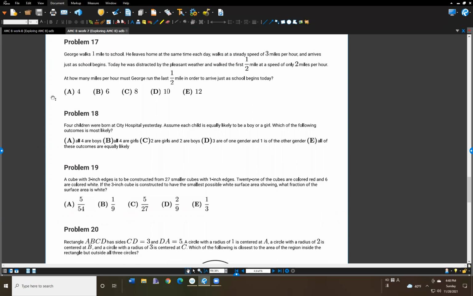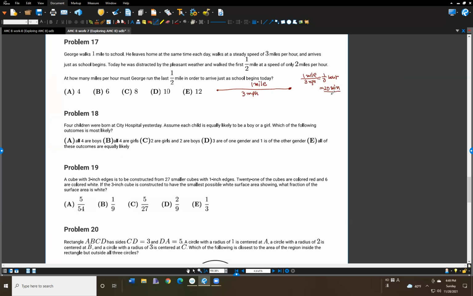George walks 1 mile to school. The distance from house to school is 1 mile. When he walks at 3 miles per hour, distance divided by speed gives us time, right? Distance 1 mile divided by 3 miles per hour is 1/3 hour. 1 hour is 60 minutes, times 60 is 20 minutes. From house to school, it takes 20 minutes.